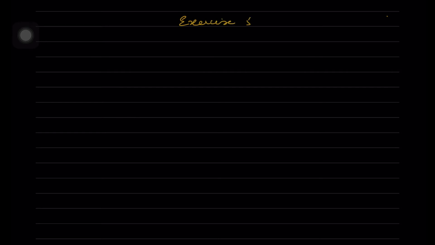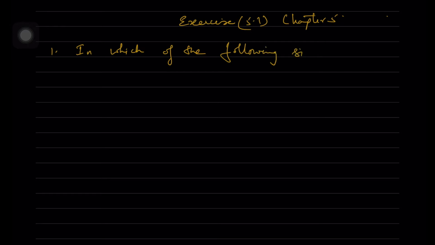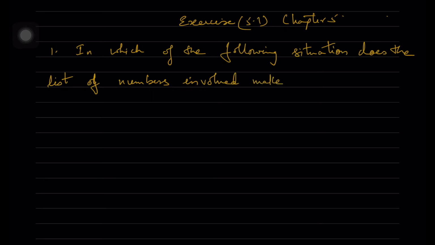Exercise 5.1, chapter 5. So what is the first problem? We'll see. In which of the following situations does the list of numbers involved make an arithmetic progression, and why?